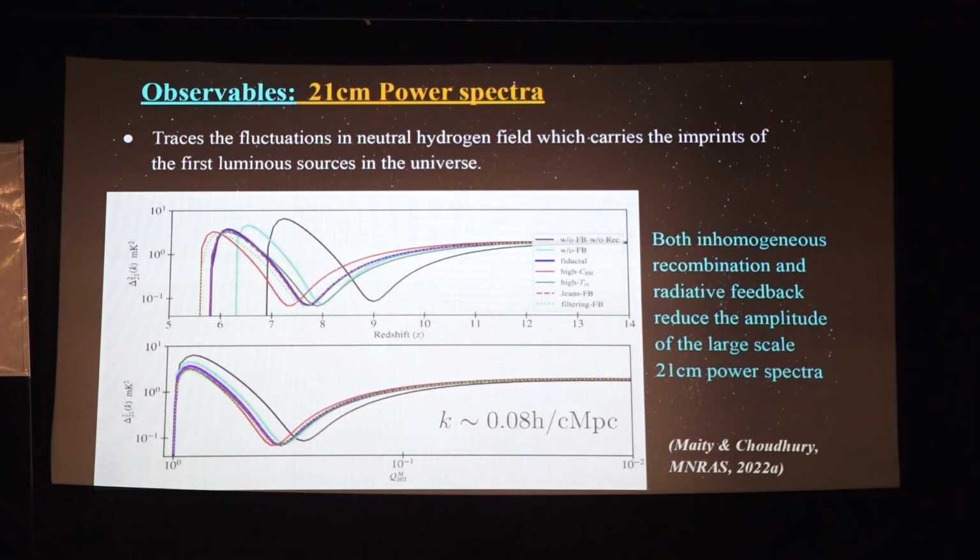And the well known one, the 21 centimeter power spectra. Here the main effect, if we concentrate on the bottom panel, is that if we do not include the radiative feedback or recombination, the peak of the amplitude is a bit larger, and as a result of the recombination and feedback, there is a suppression at the peak of the amplitude for the 21 centimeter power spectra.